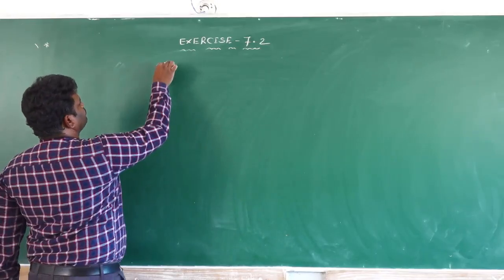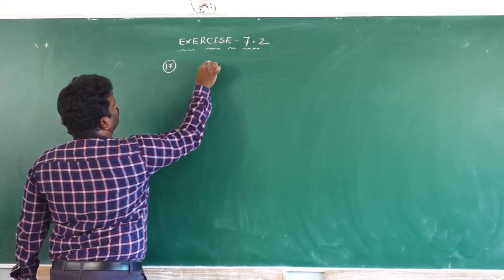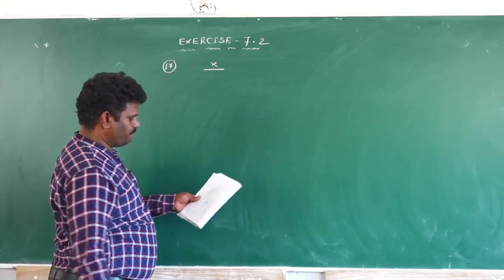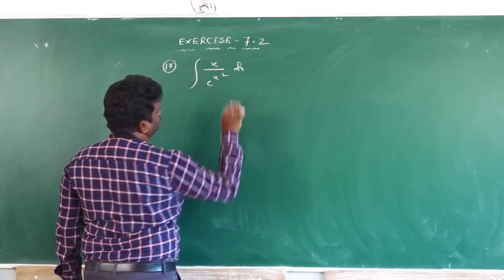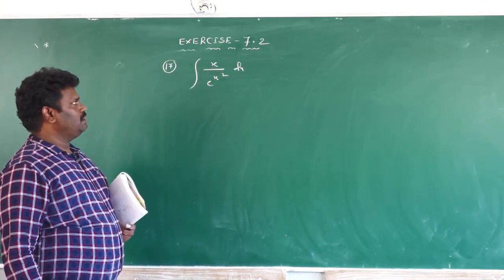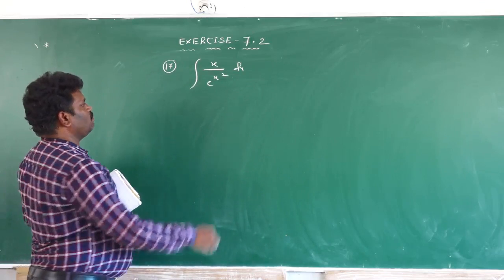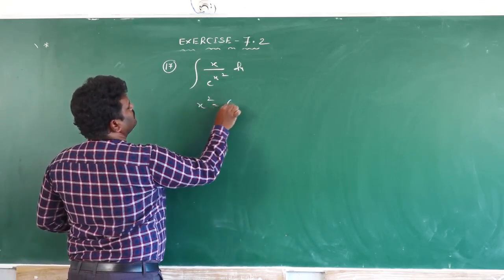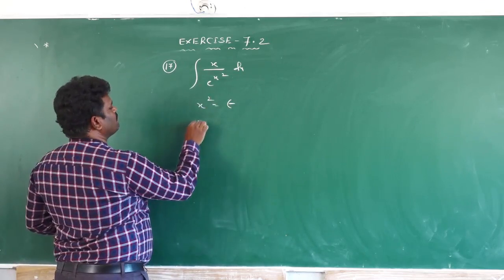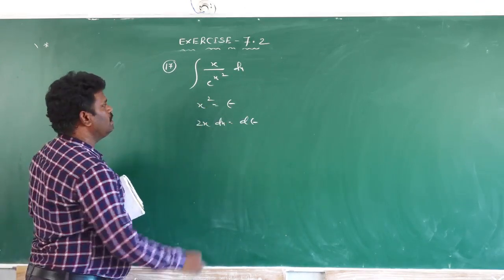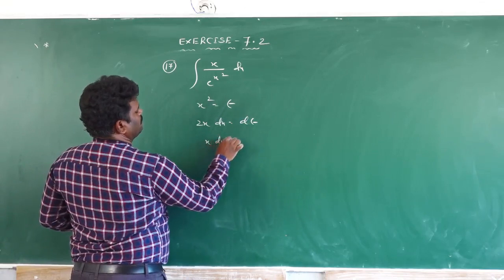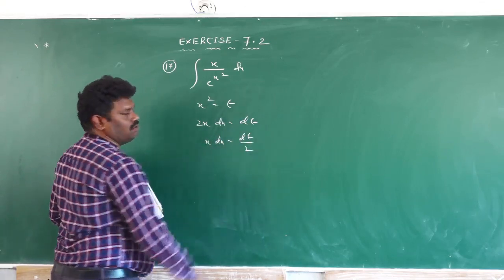17th: integral x by e power x square dx. Here the substitution: e power x square is there. Suppose x square is equal to t, then 2x dx is equal to dt. Okay? Next, x into dx is equal to dt by 2.